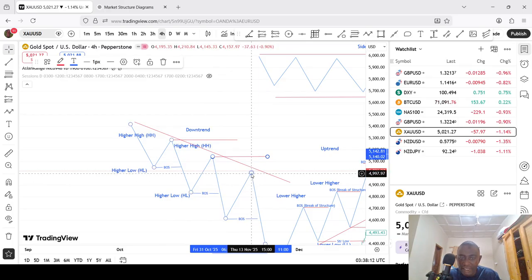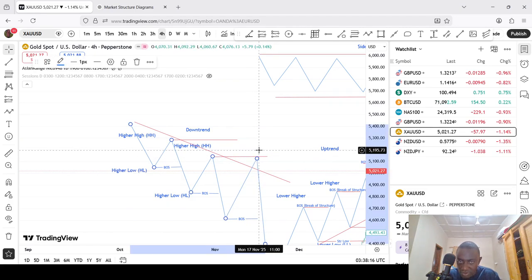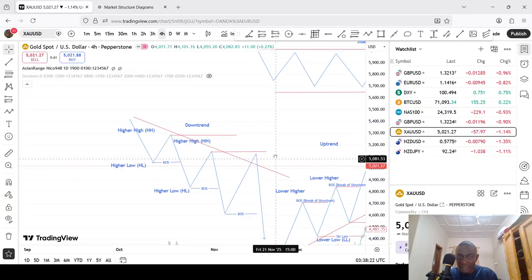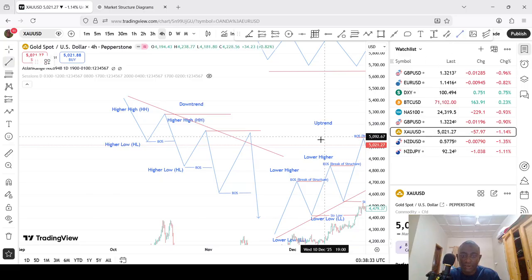So this one, price can even come up to this stage. As long as price has not broken this one, you still have to keep in mind that the downtrend is in place. Once price breaks it, then we look at other things. Okay, so that is it.